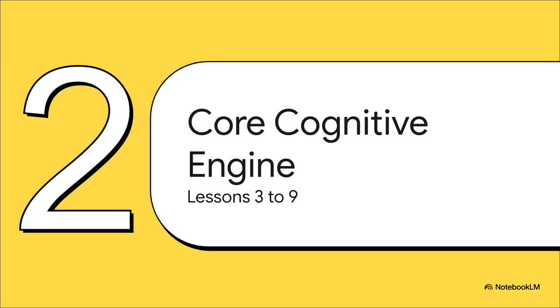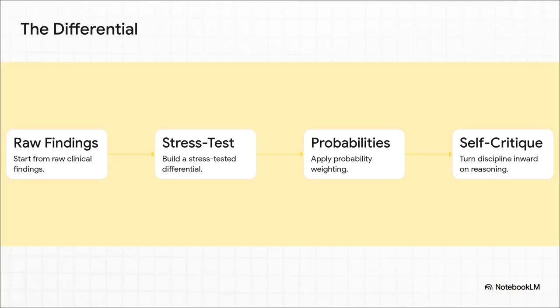Moving right along to Section 2, the core cognitive engine, covering lessons 3 through 9. Let's zoom in to the micro level and see exactly how we get from raw findings to a stress-tested diagnosis. This is about building the fundamental cognitive loop that every medical professional relies on. We break down the mechanical stages required to build a really robust differential diagnosis. Because you don't just jump to an answer, right?